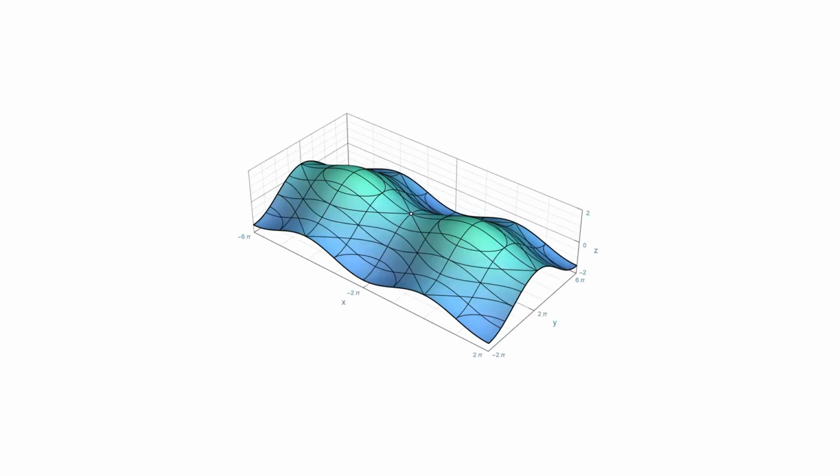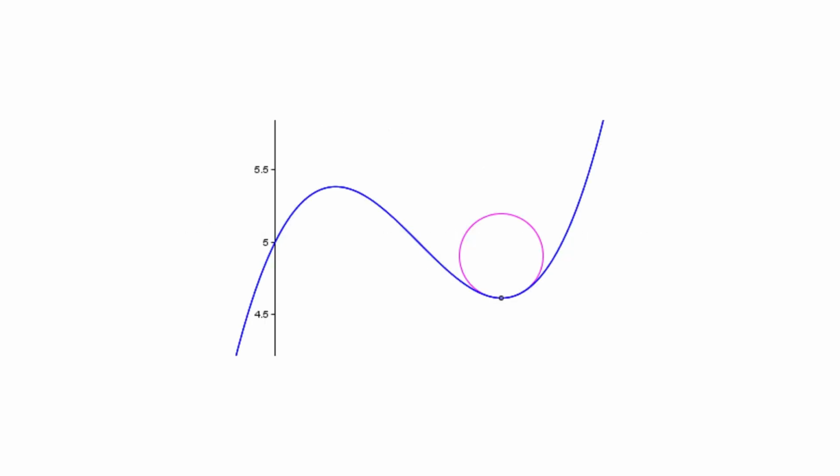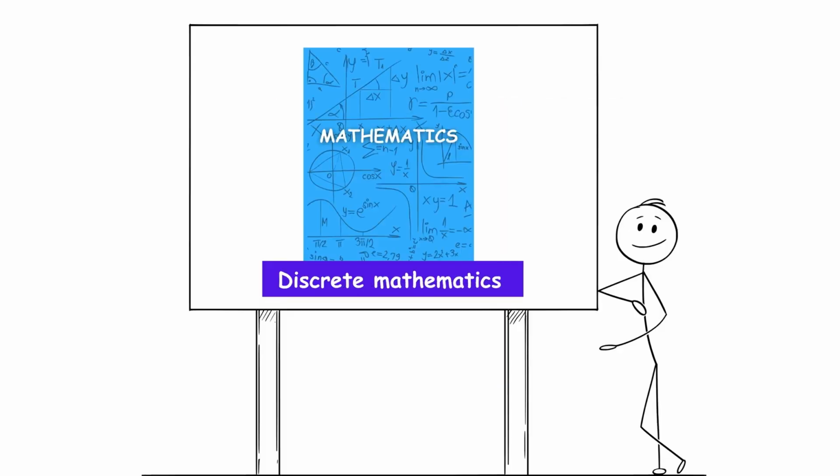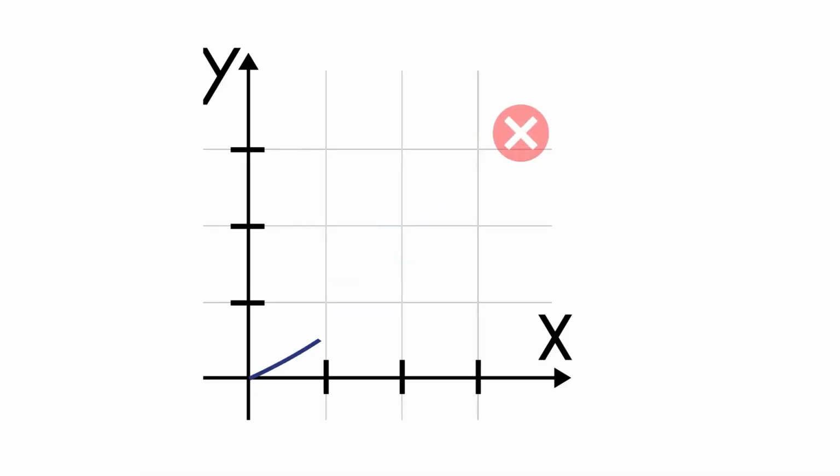Differential topology studies surfaces and smooth spaces where concepts such as curvature apply, which are fundamental in physics and relativity. Geometric topology analyzes how to fit and represent objects and surfaces, even in dimensions beyond what we can visualize. Discrete mathematics studies structures whose values are separate and not continuous.